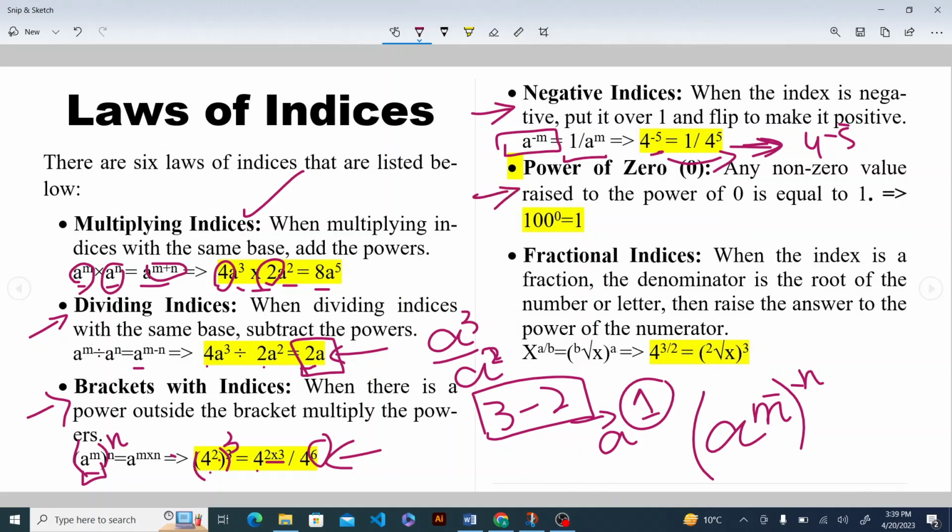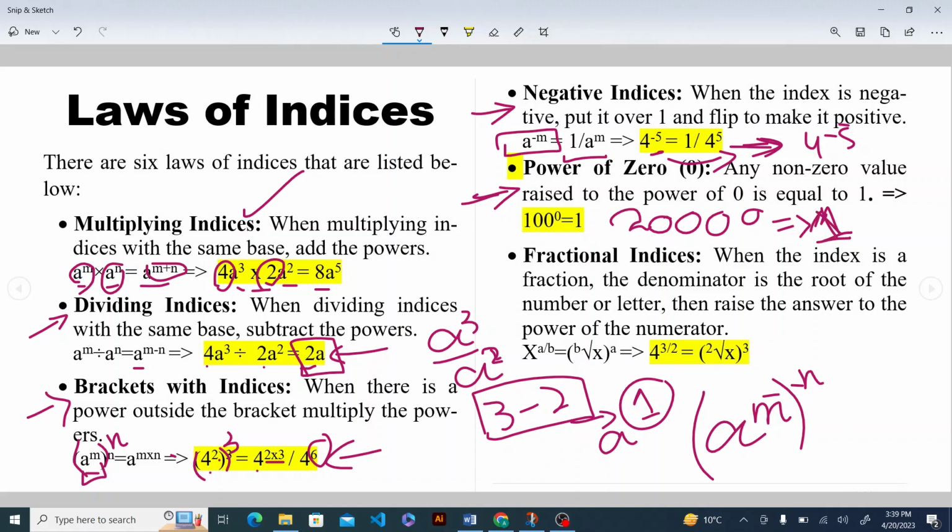Now the next law is power of 0. Any non-zero value raised to the power of 0 is equal to 1. Means whatever the number will be, let it be 2000 or 2 million, whenever its power will be 0, the answer will always be equal to 1, but it should be a non-zero number.